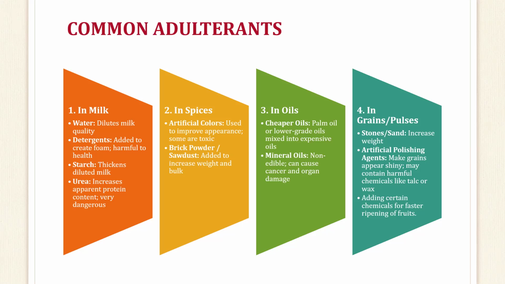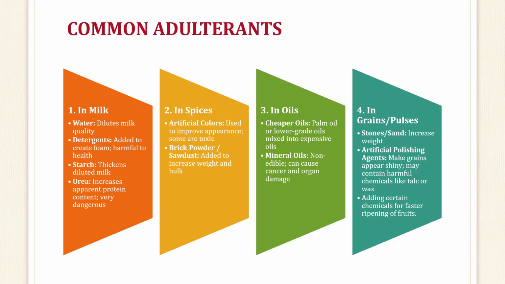In spices, artificial color is used to improve appearance, and some are toxic, like brick powder, sawdust, and even Sudan red and lead chromates. They are used to give color to chili powder basically. In oils, cheaper oils, palm oils, or low grade oils are mixed into the expensive oils, and then mineral oils, which are non-edible, can cause cancer and other organ damage.